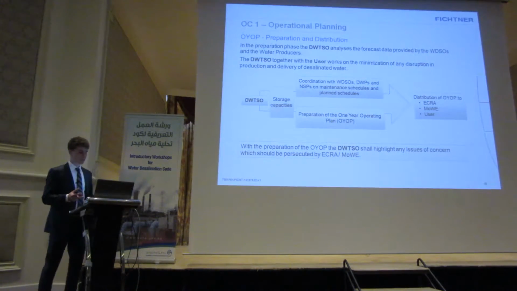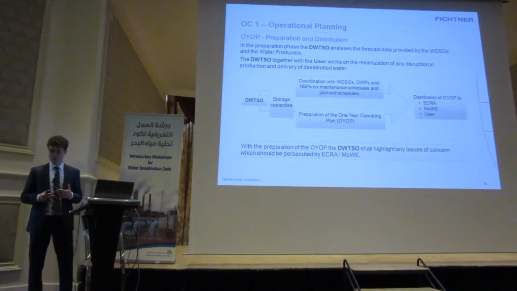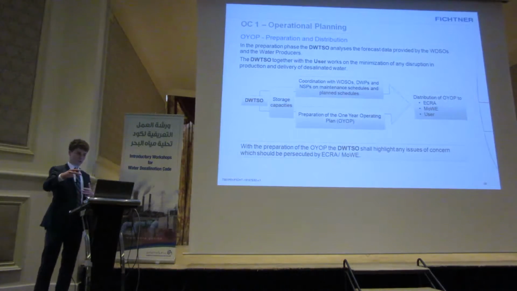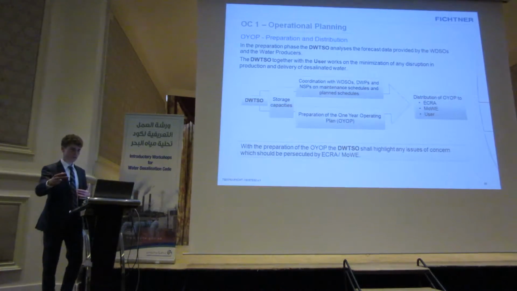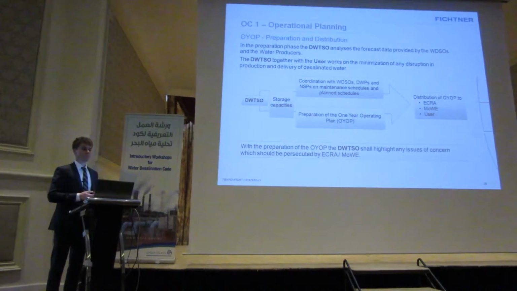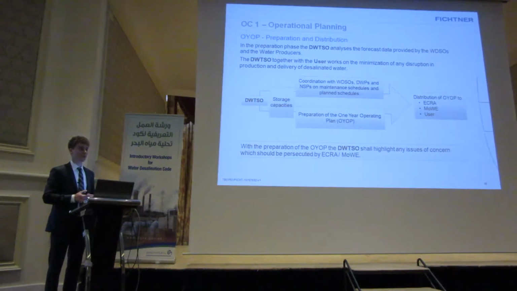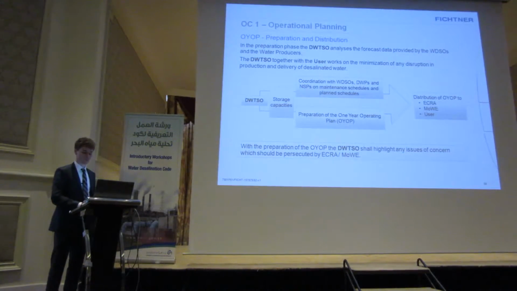So the one-year operating plan is for the very short term of the following year, to plan the maintenance inside this time, and to shift maintenance whenever it's necessary to be able to follow the demand.